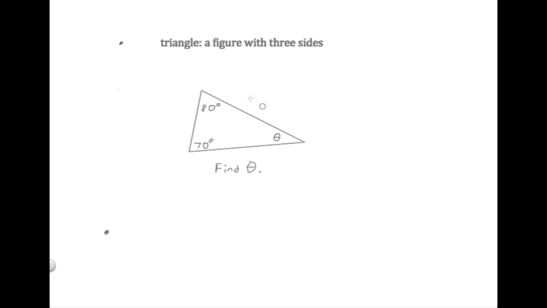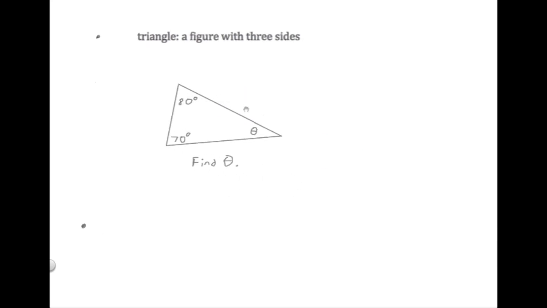What is the definition of a triangle? That should be pretty easy. So you should know a triangle is a figure with three sides. That's what the prefix tri means. Tri means three. So obviously, what's the name of this figure? Well, this is an example of a triangle. So why don't you try this exercise? See if you can figure out theta.